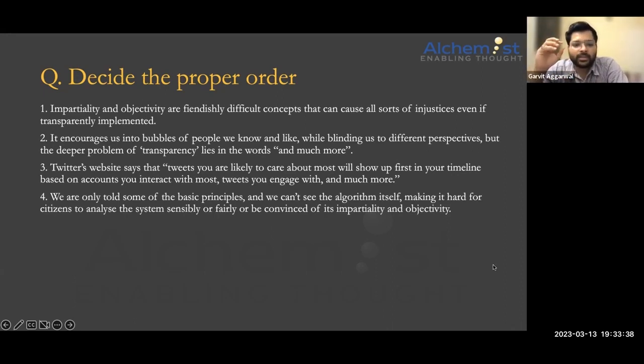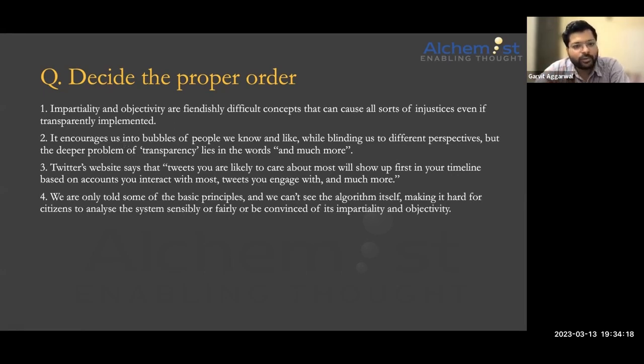Subjective मतलब subject पे dependent. Subject is an individual person. So anything which is subjective means you have different opinions because every person is different. Objectivity means all together. It's a common consensus. So partiality is the opposite of that. Because impartiality and objectivity are fiendishly difficult concepts that can cause all sorts of injustices, even if transparently implemented. फिर भी injustice cause कर सकते हैं, even though बिल्कुल transparent हो. It क्या है नहीं पता अभी के लिए.